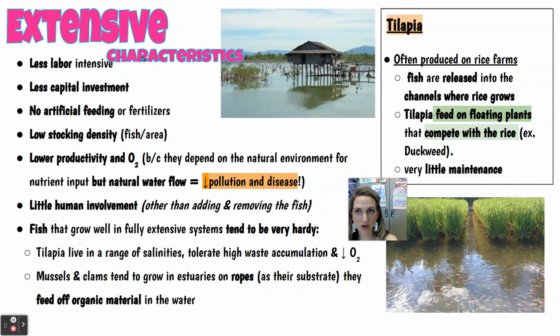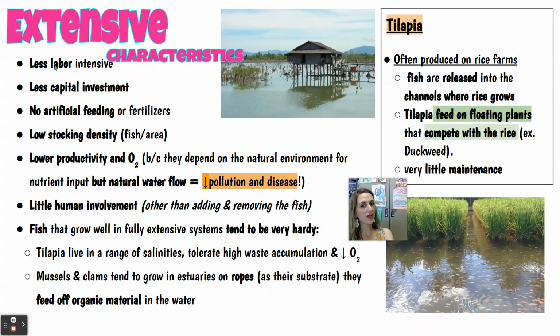Characteristics of extensive aquaculture. Extensive, this is external, outside. It's less labor intensive. There's less initial capital investment and less ongoing capital investment, honestly, because you're not needing to have all this excess of technology. No artificial feeding or fertilizers. All that is going to come from the water flow. Low stocking density, which is the amount of fish you have per area. There will be lower productivity and a lower amount of oxygen there because you really can't control that, but lower productivity because they're depending on the natural environment. You really can't control that. You can't increase productivity in any way, honestly, because you are relying on whatever the water brings in on its own.